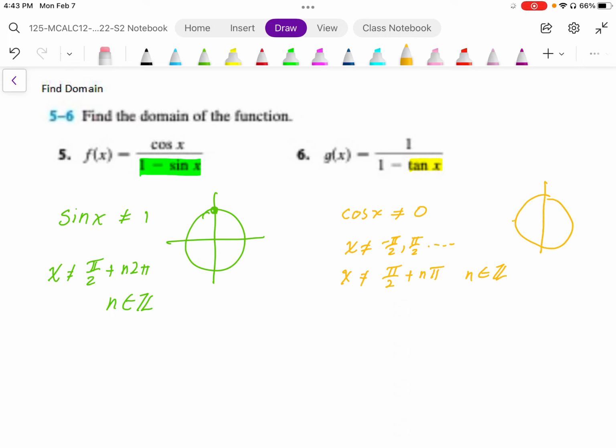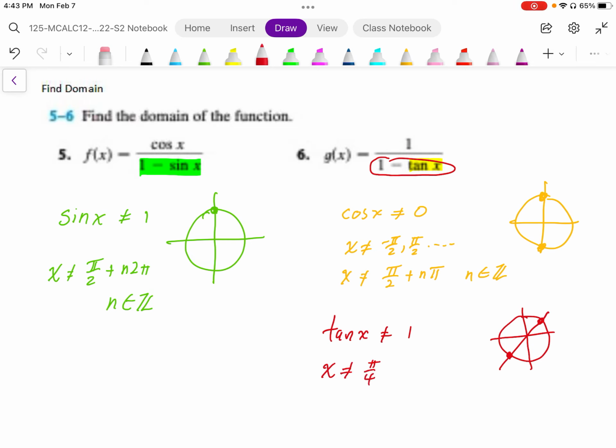Okay, if I have to draw that out, cosine is 0 at these two positions. We also have another restriction where the denominator cannot equal 0. So we have a further restriction: tan x cannot equal 1. Well, where is tan x equal to 1? Where does it have a slope of 1? It's going to be at 45 degrees and 225 degrees. So x cannot equal pi over 4, and this again has a repetition of pi, or every half circle. So then we can just write this as pi over 4 plus n pi.